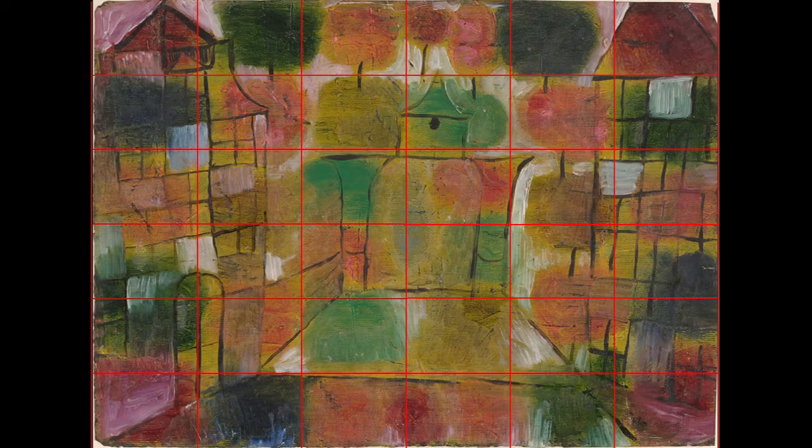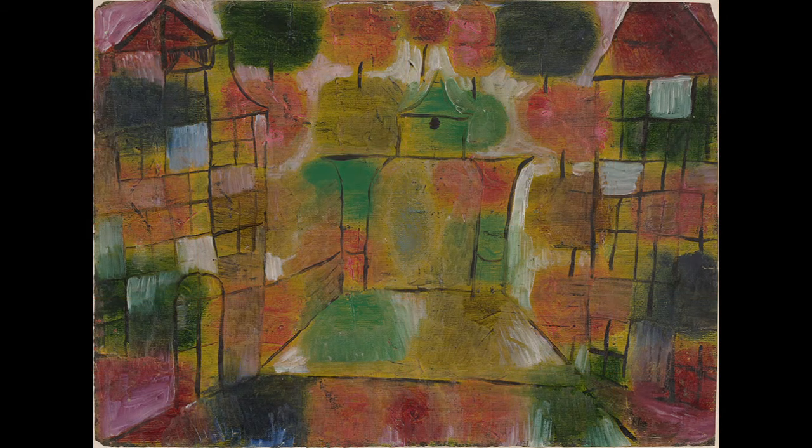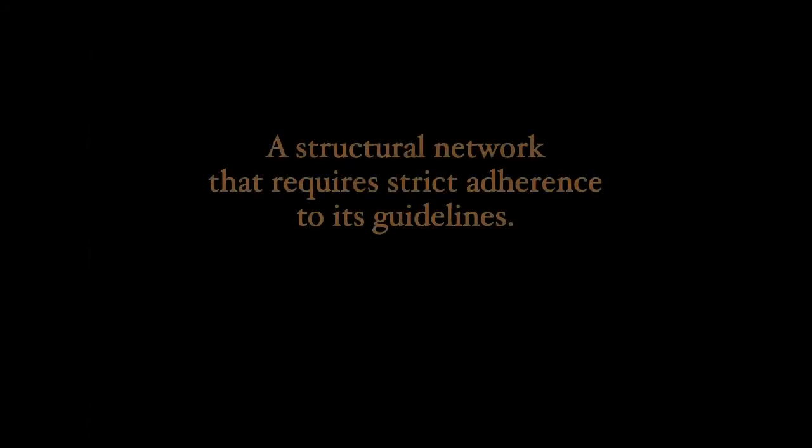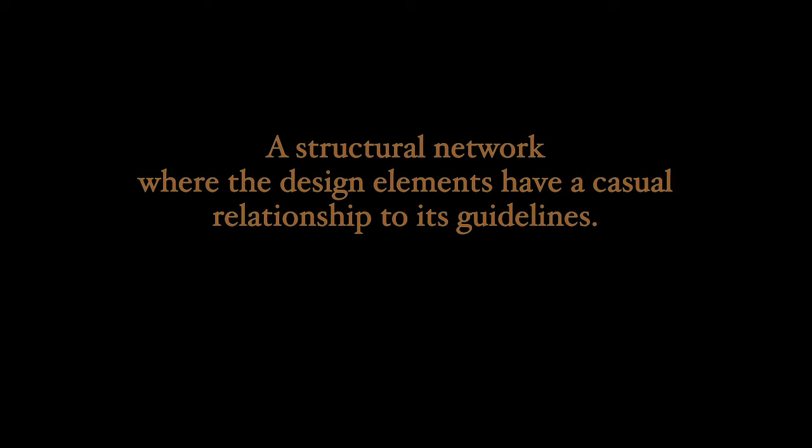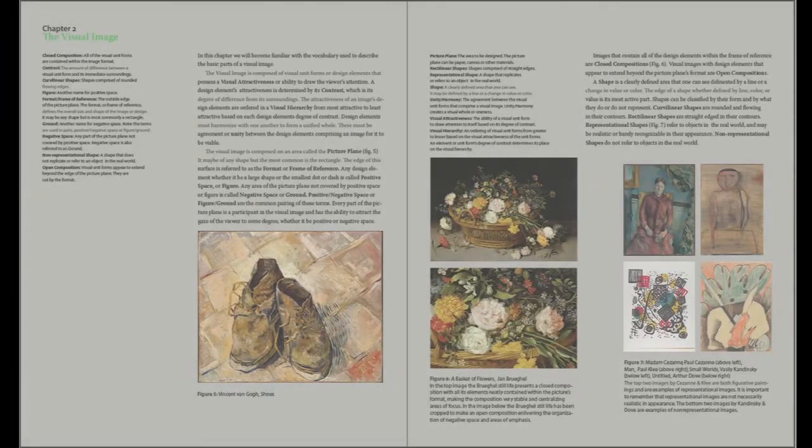The choice of a structure may be the initial step in the creation of a design, though many designs are created without them. Internal design structures may be categorized as formal, a structural network that requires strict adherence to its guidelines, or informal, a structural network where the design elements have a causal relationship to its guidelines. Formal structures are primarily used in graphic design.